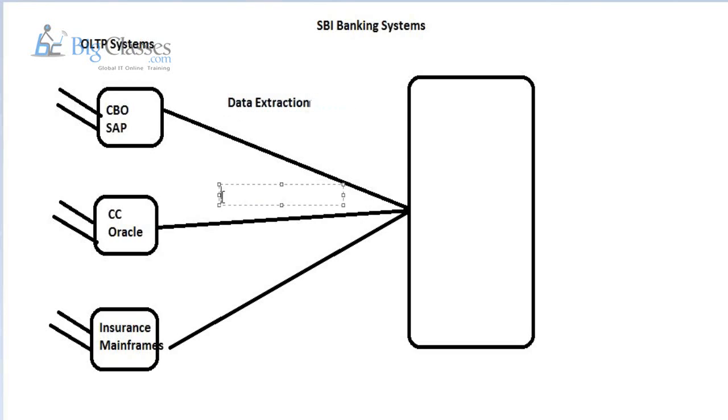I'll transform the data into a homogeneous format, which is called data transformation, and I'll load the data into a centralized storage area using the process called data loading. This centralized storage area is what you call a data warehouse. Warehouse, as the name depicts, is nothing but a place where you are storing the data. This warehouse is built on any of the RDBMS that we have in the market.